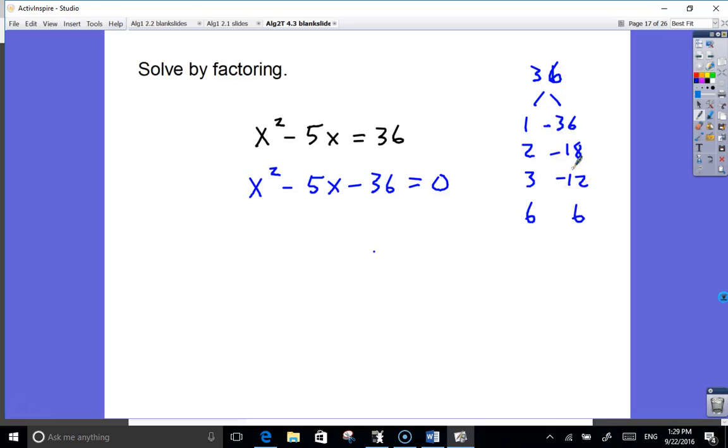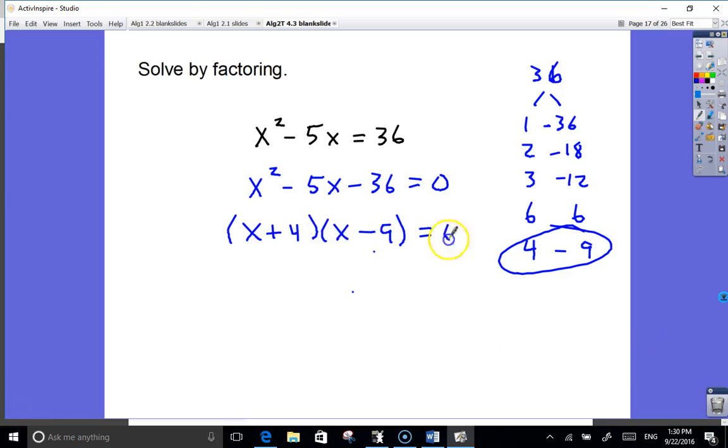Okay, so, oh, I forgot, didn't I? 4 and 9. I forgot the one that was going to work. So it must be that. So we're going to say x plus 4 times x minus 9. So what are the solutions? So x equals negative 4 and 9. For a simple linear factor like that, just 1x plus or minus a number, you can just go right to your answers.